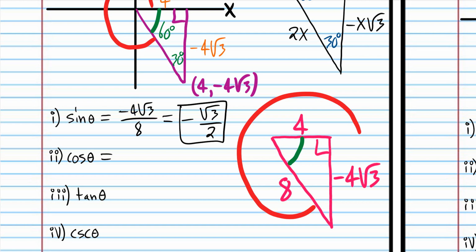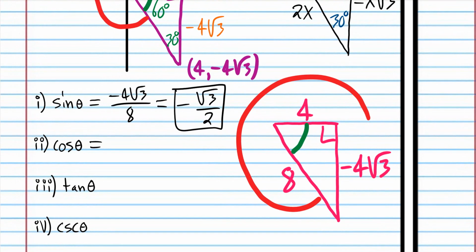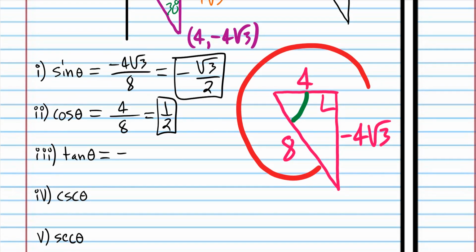But in this case, we actually have the side lengths. Cosine is the adjacent side of the green reference angle divided by the hypotenuse. So that reduces to 1/2. Tangent is the opposite side of the green reference angle divided by the hypotenuse. Or excuse me, divided by the adjacent side. So we get negative root 3.